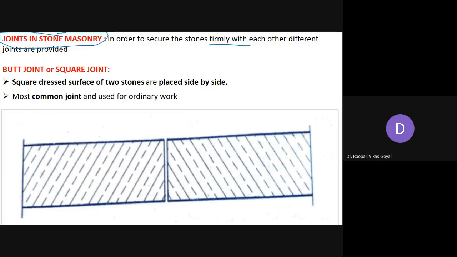First is the butt joint or square joint. Basically, square dressed surfaces of two stones are placed side by side, and this particular joint can be provided. This is the most common type of joint, generally adopted for ordinary work. It is a very simple joint. Both stone surfaces are brought together and joined with the help of mortar. So that is a common joint.